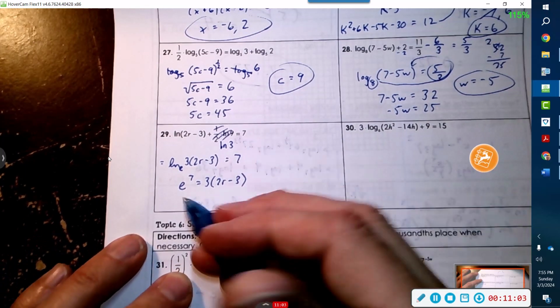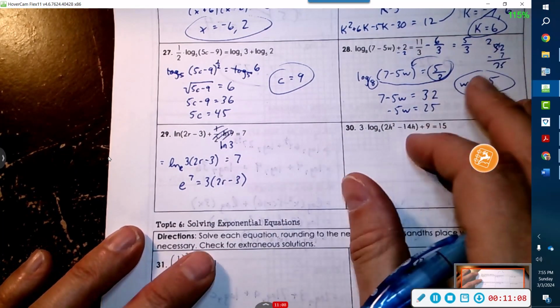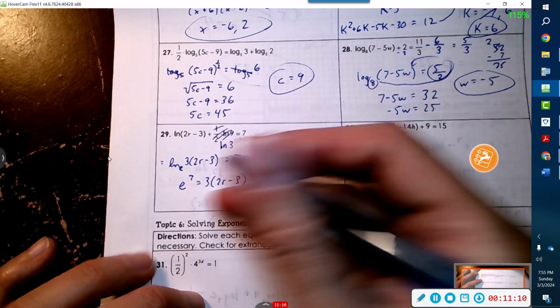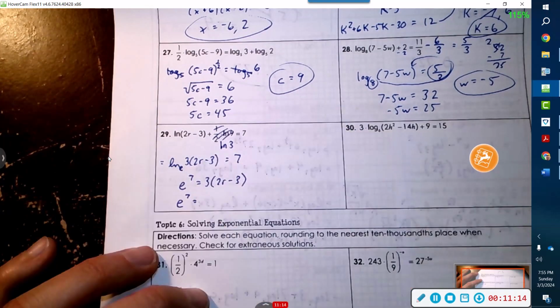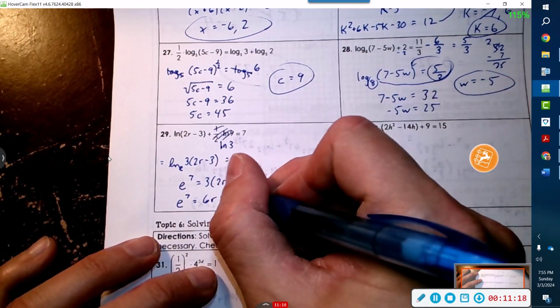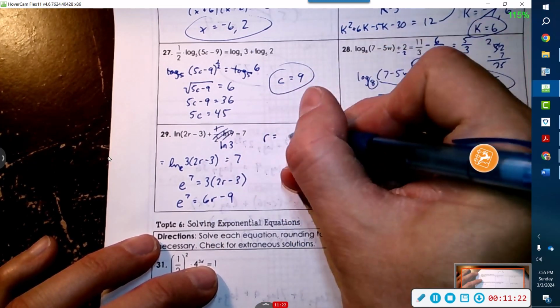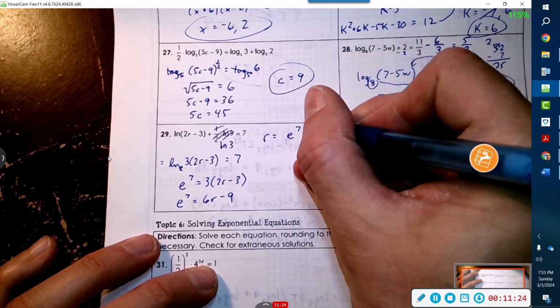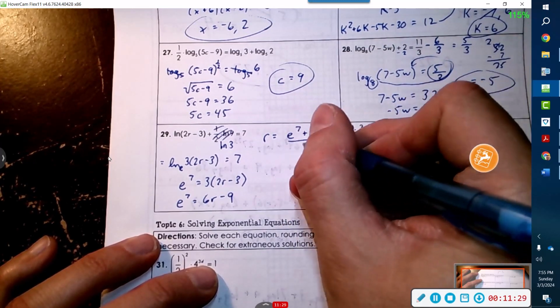Okay, now e to the 7th is going to be just a decimal. It's going to be quite a large one, actually. So what I'm going to do is I'm just going to keep it e to the 7th, and then at the very end I'm going to figure out what that decimal is. Okay, so 6r minus 9. So now what we've got is r is going to equal e to the 7th, first has to be plus 9, and then you would get that decimal, and then you would divide by 6.